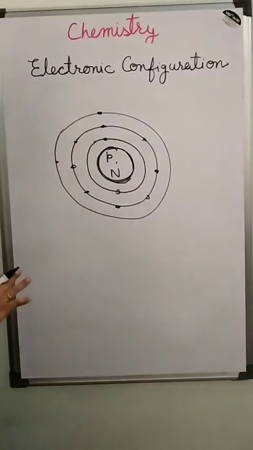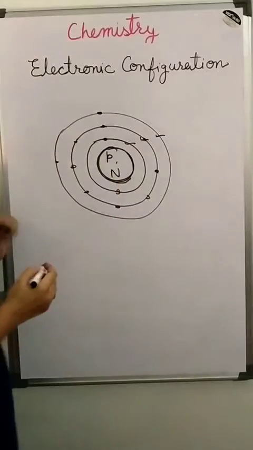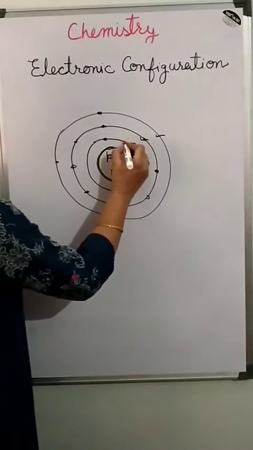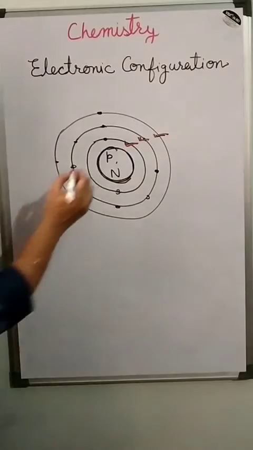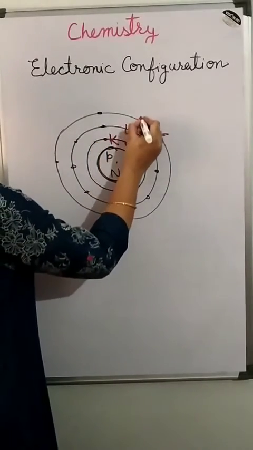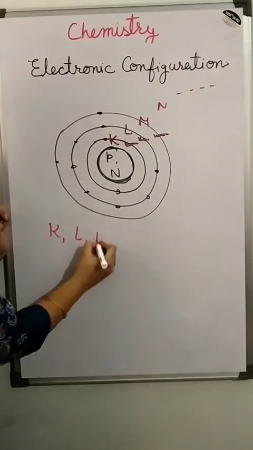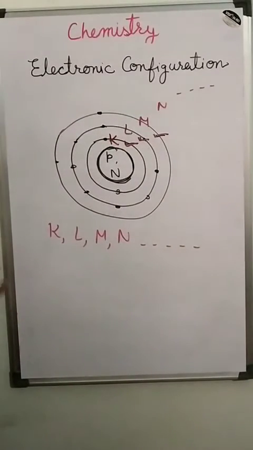In this configuration, all these are called energy levels, and they have certain energy. All these shells have certain energy. So we can represent them by K, L, M, N and so on. All these orbits have certain specific energy. The shell closest to the nucleus is called the K shell, the next shell is called L, and so on.